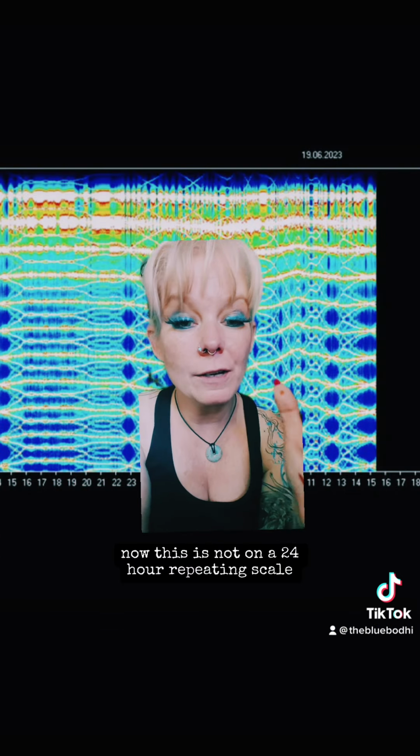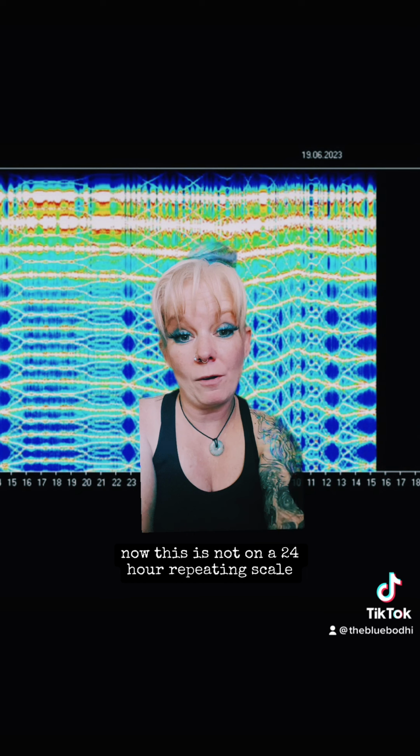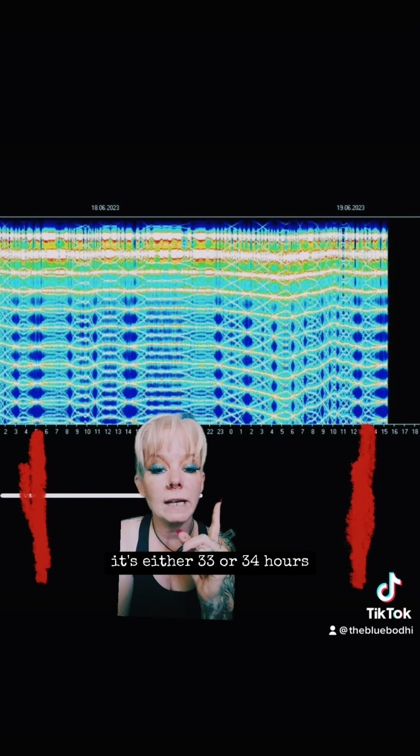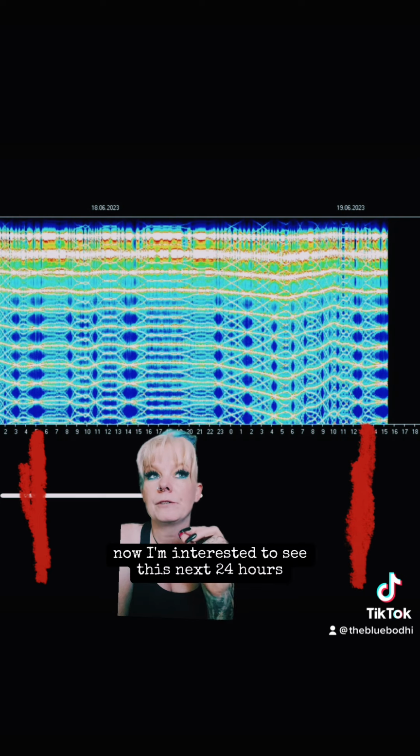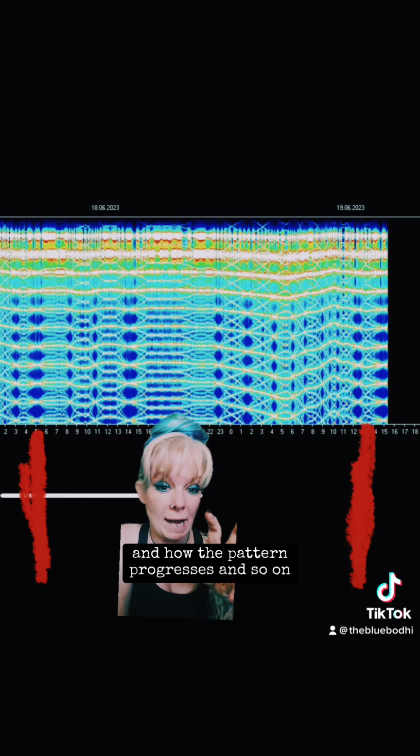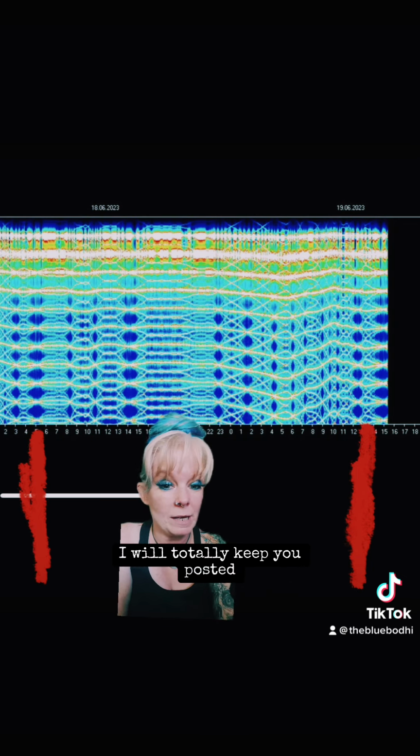Now, this is not on a 24-hour repeating scale. If you count really carefully, it's either 33 or 34 hours. Now, I'm interested to see this next 24 hours and how the pattern progresses and so on. And you all know I will totally keep you posted.